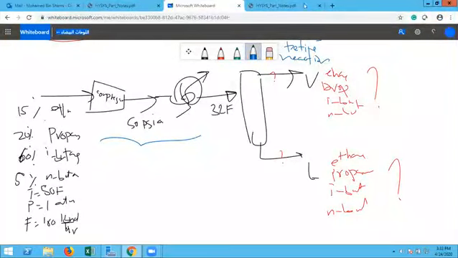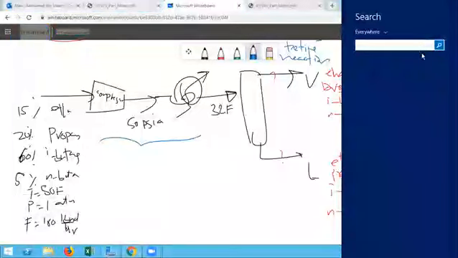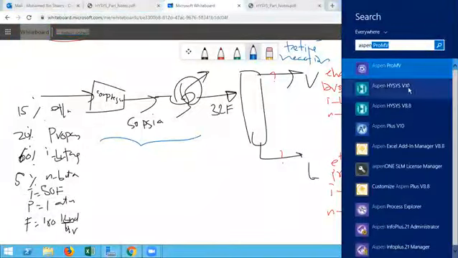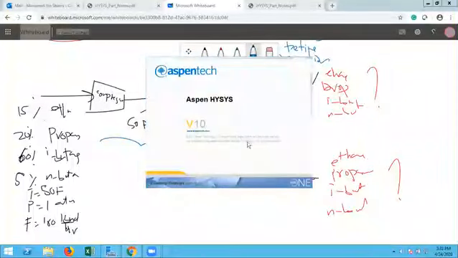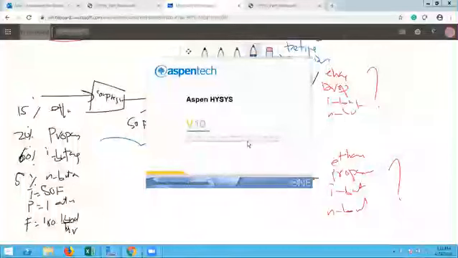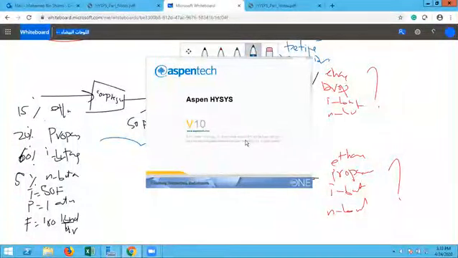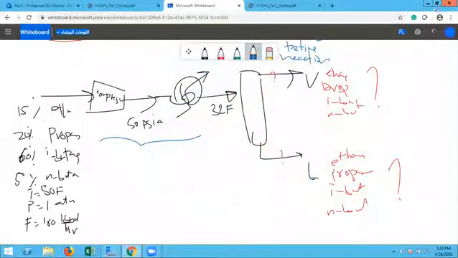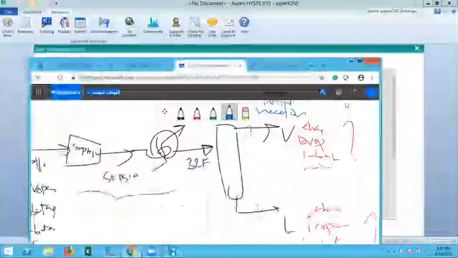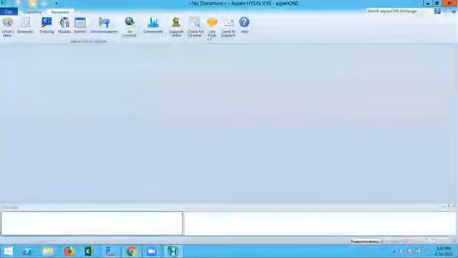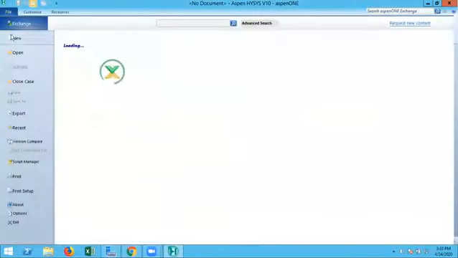Okay, now let's move to Aspen HYSYS. After installing Aspen HYSYS, you will click on this, and it will take some time to launch, which probably depends on your machine. Okay, that was quick, it's already here. This is how the interface in Aspen HYSYS looks, and you will explore it as you start using HYSYS.